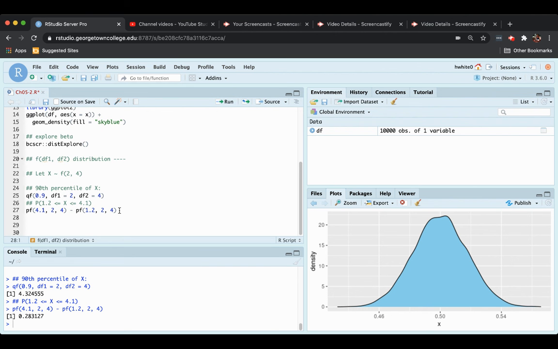So you may have a few computational problems where you've got to find some percentiles for an F distribution. So you might need the QF, and maybe you do some probabilities, you'll probably use the PF.